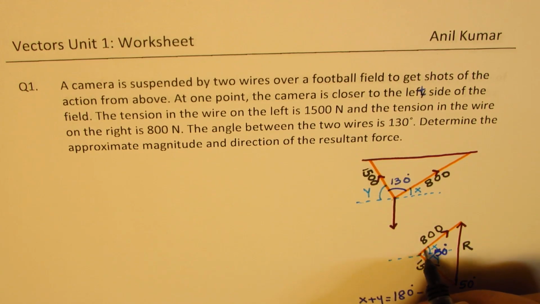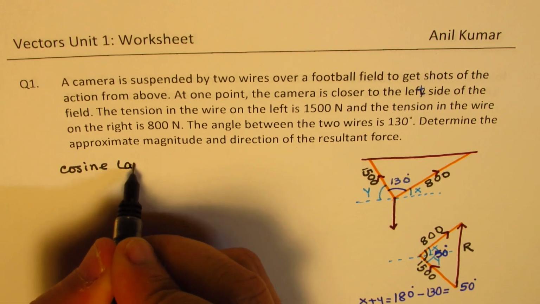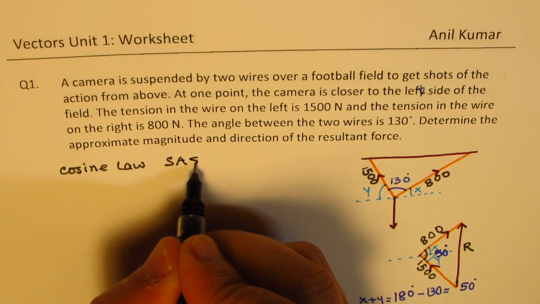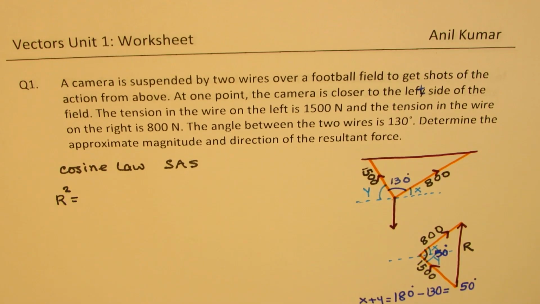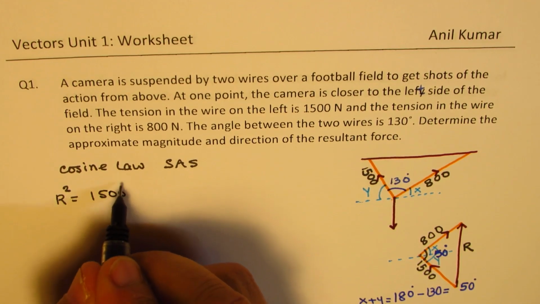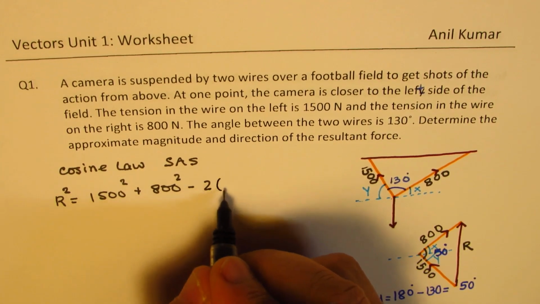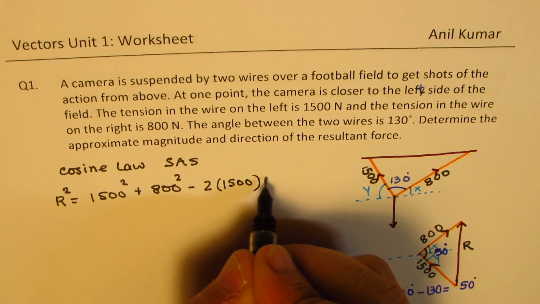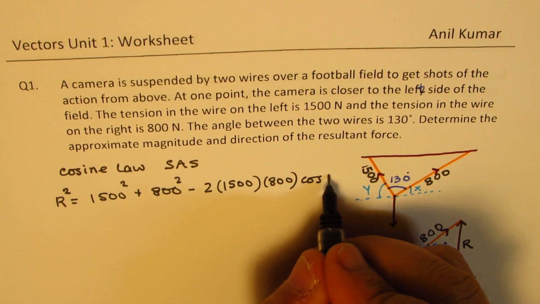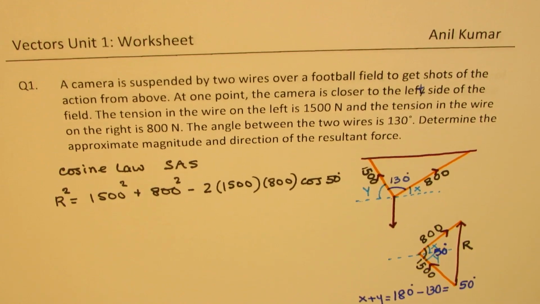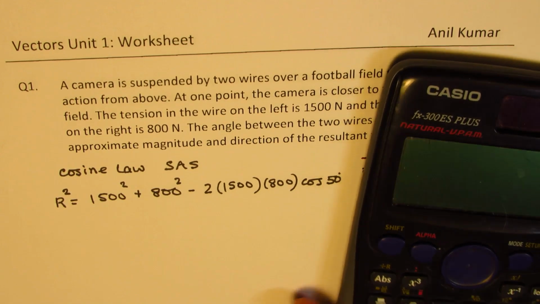So whenever that is the situation, you can always use cosine law, since the situation is SAS. Perfect. And from here, we know what the resultant is. We can say resultant square is equal to 1500 square plus 800 square minus 2 times AB, which is 1500 times 800 times cos of angle. Angle is 50 degrees, not 130 degrees. Does it make sense to you? Right? So we can just calculate these values now.